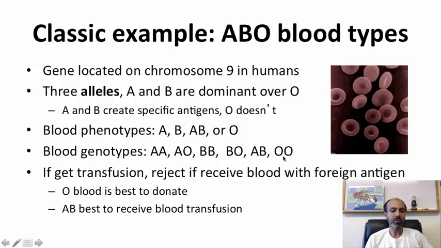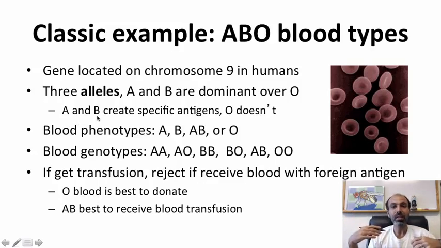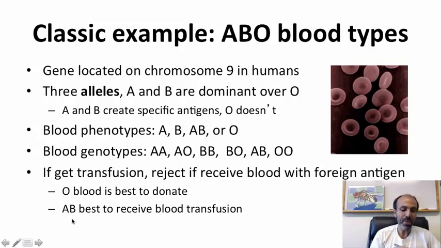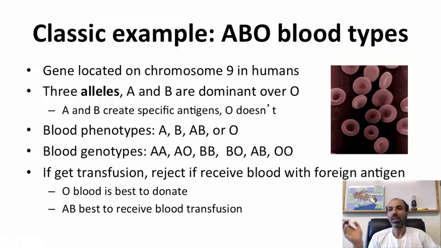Now, from the medical angle, if you get a transfusion with the wrong blood type, you will actually reject it if it has a foreign antigen. So if you're an O blood type, it's very good for you to donate blood because you don't have any of these antigens. You don't have the A or B antigens. Anybody can get O blood transfusion and they'll be okay. In contrast, if you're AB, you're the best for receiving a blood transfusion because you have both antigens. Doesn't matter what they give you, you'll be okay. So that just illustrates the medical relevance to this particular example.